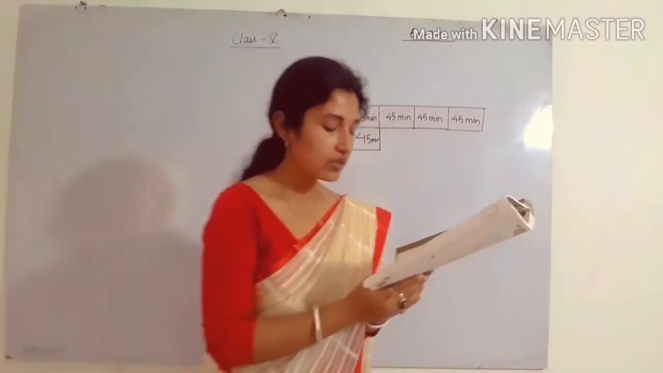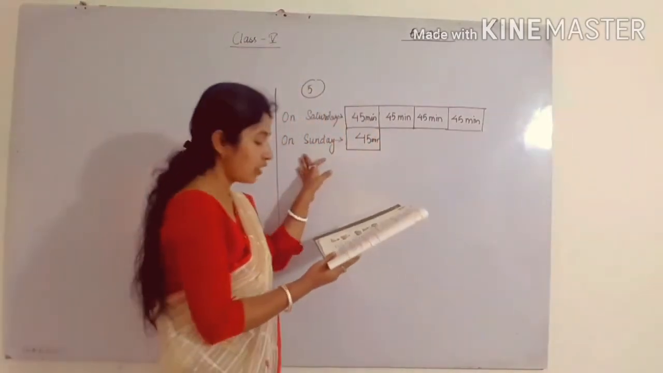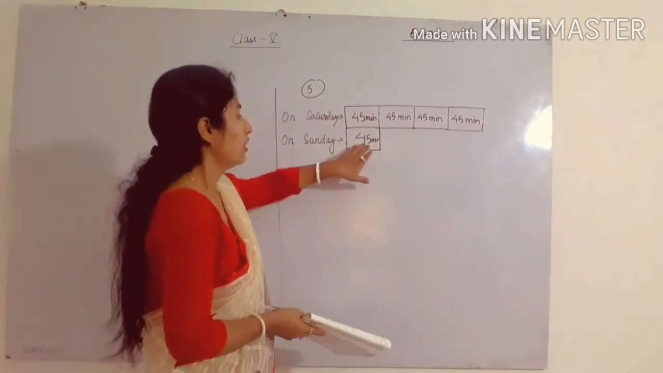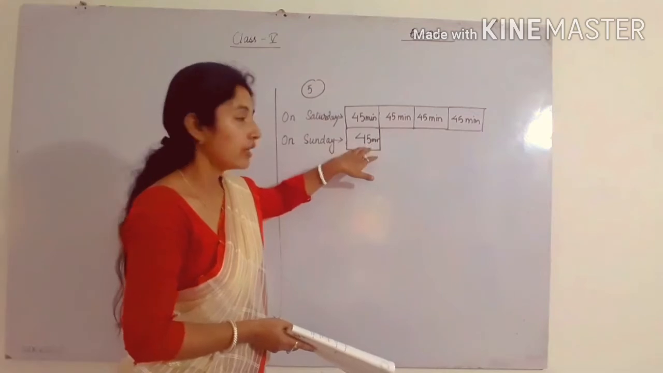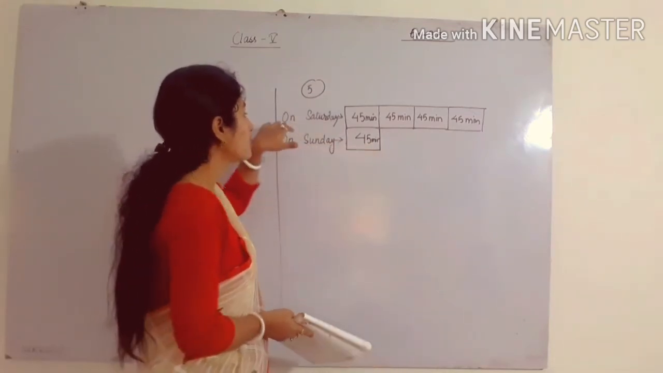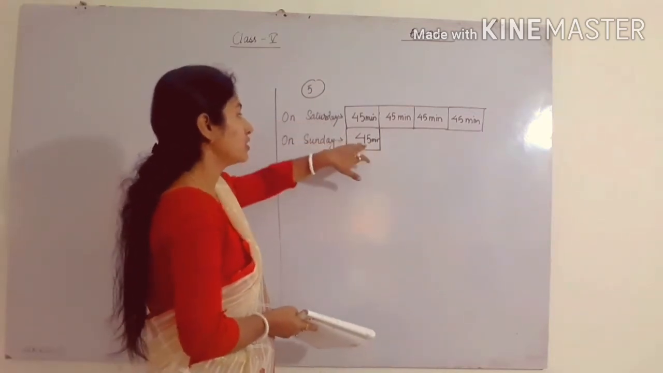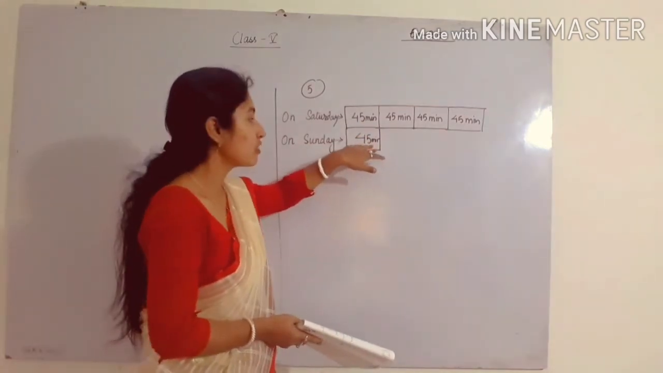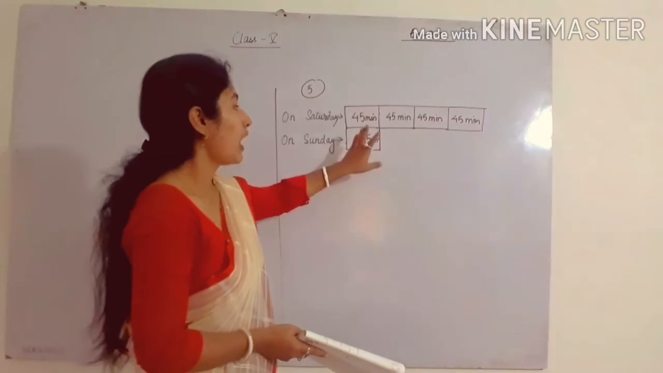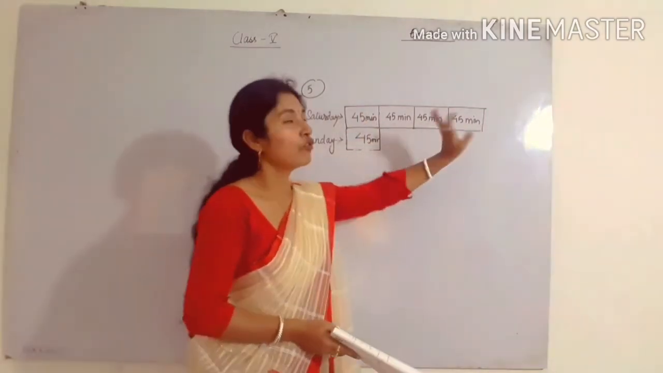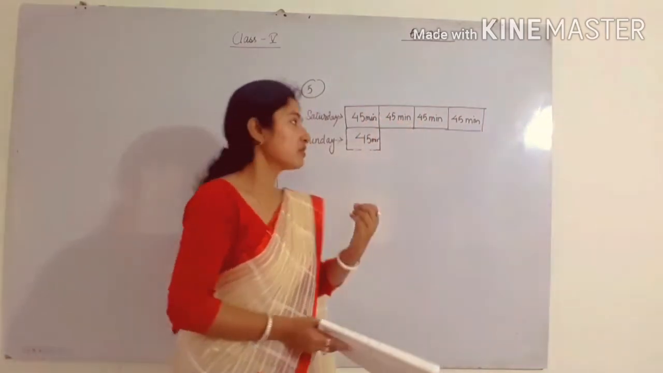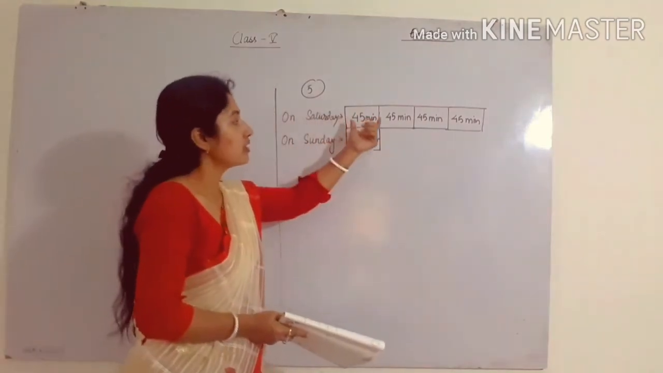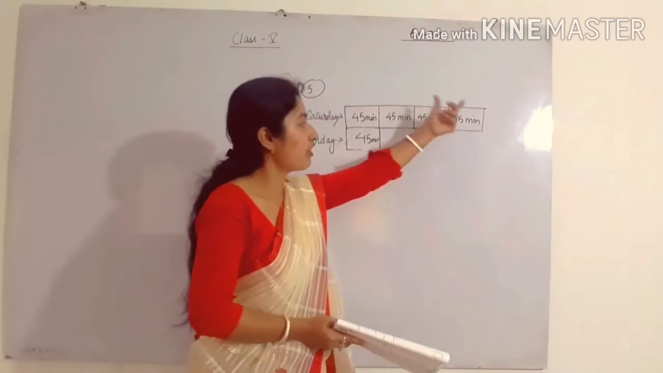So what is given? See, Anaida finishes her homework on Sunday in 45 minutes. This is the time she gives to her homework on Sunday, 45 minutes only. And on Saturday, what does she do? She gives 4 times this time. 4 times this time means you have to add 45, 4 times. She is giving 4 times as compared to Sunday. So on Saturday she gives 45 plus 45 plus 45 plus 45.